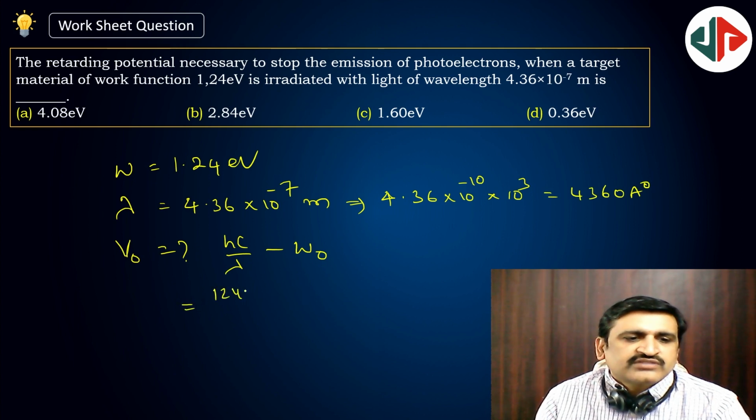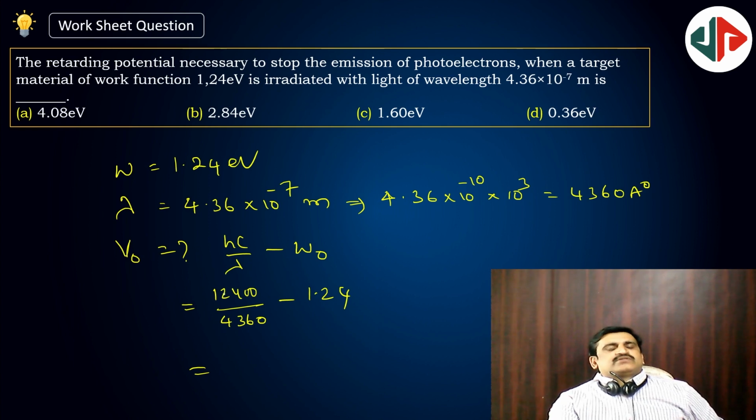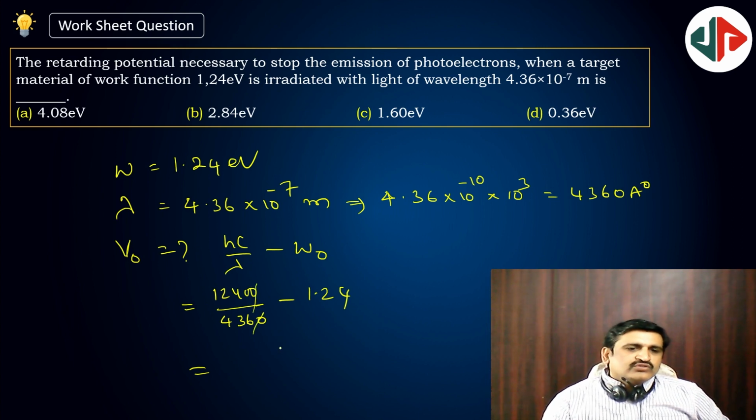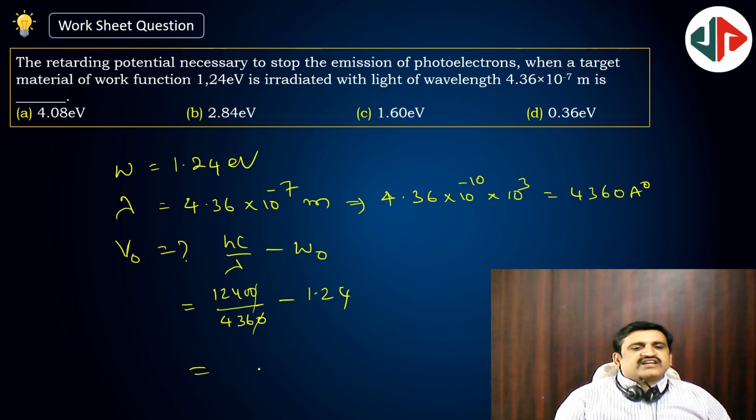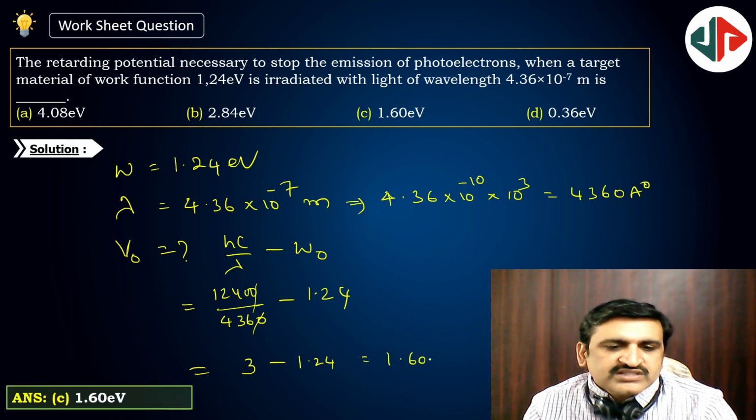So 12,400 by 4360 minus work function 1.24 electron volts. So roughly 3 times it will go, 3 minus, almost all are close numbers only. So you need to do 1240 by 436, roughly 3 times I'll take, 3 minus 1.24. So it is roughly 1.75, right? So option C, 1.60 electron volt.